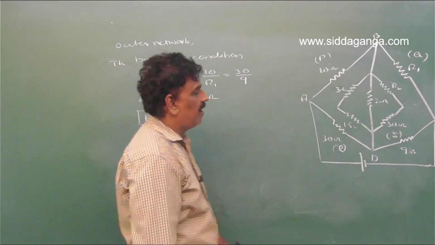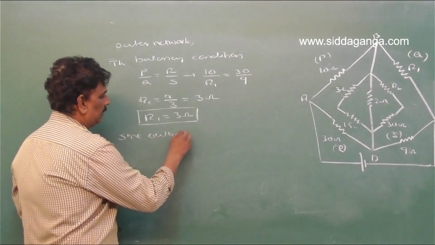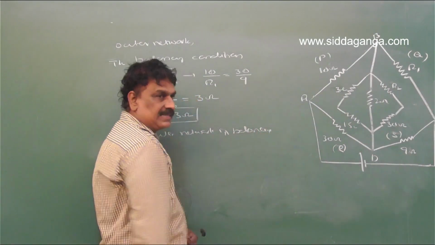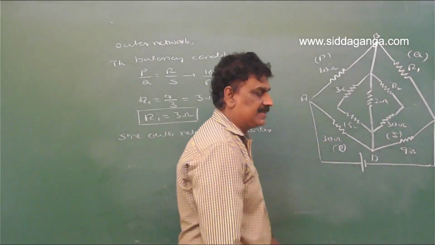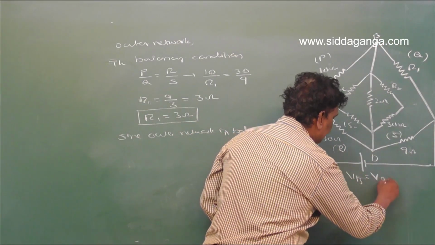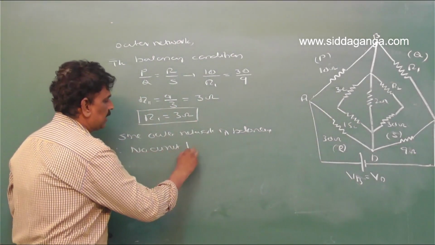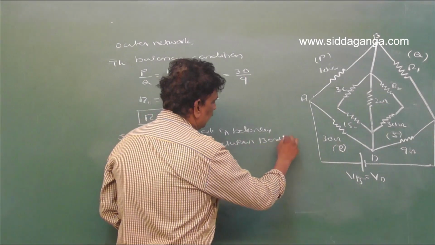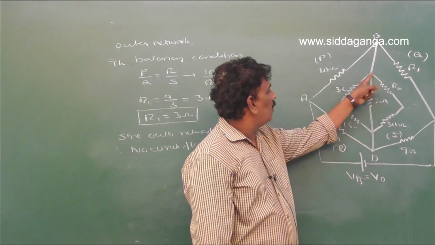Now we need to find R2. Since the outer network is balanced, this point B and this point D are at the same potential. The potential at B is equal to the potential at D. Therefore no current flows between B and D.